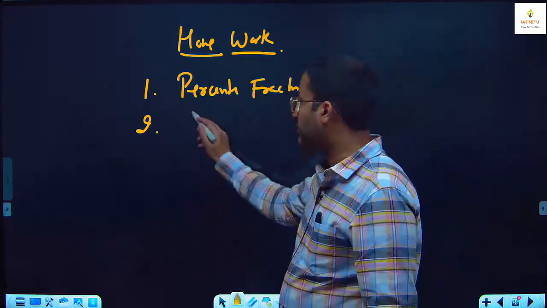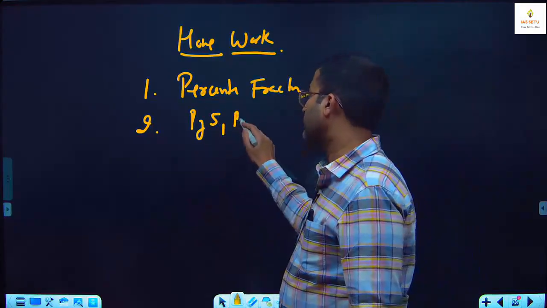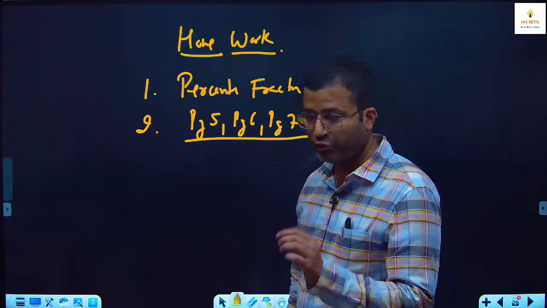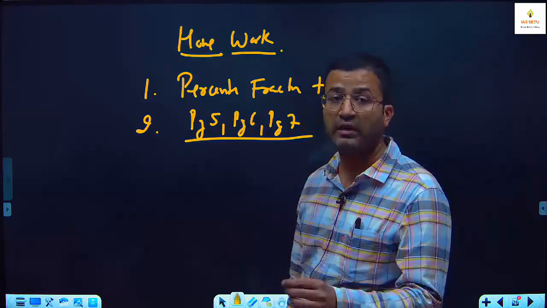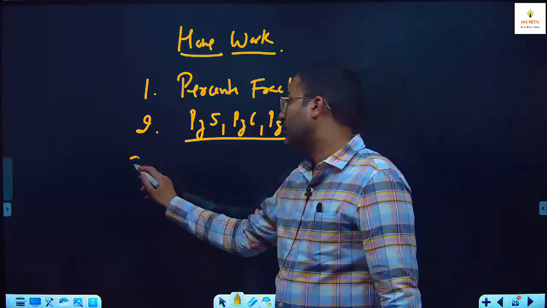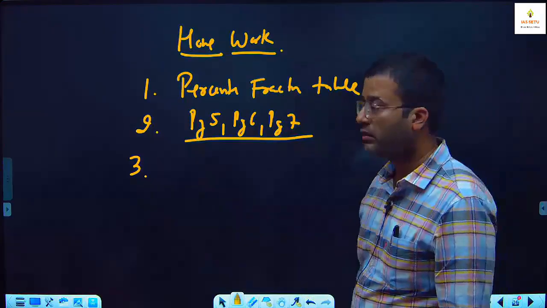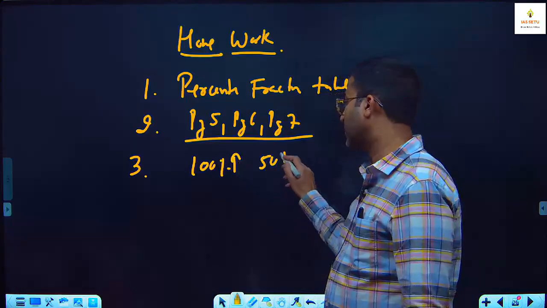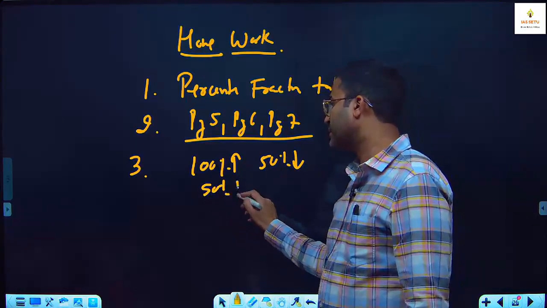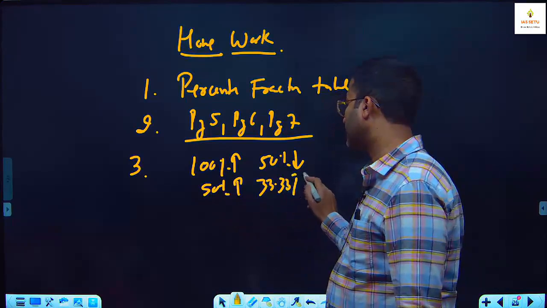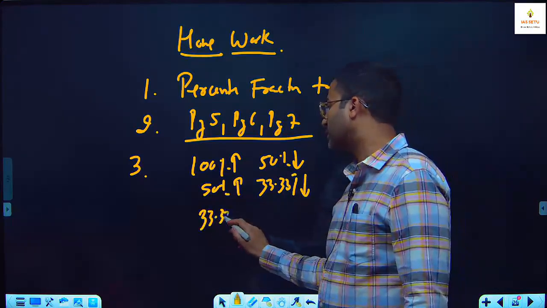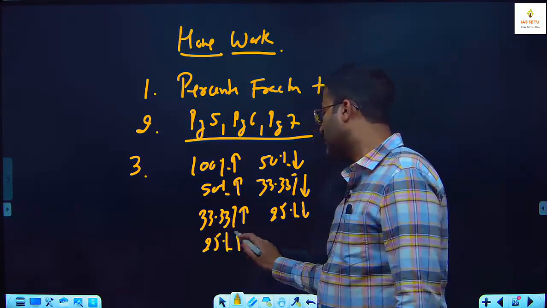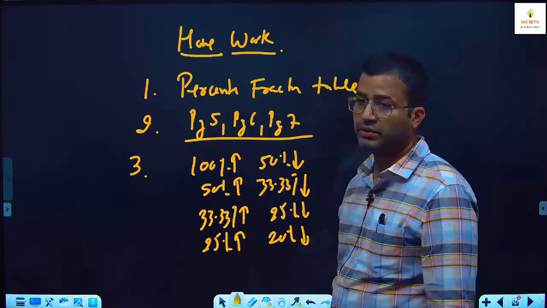Second thing is page number 5, 6, 7, there are calculations. You have to try those calculations. These calculations will help you to remember the table. Third thing, remember this: 100% increase compensated by 50% decrease, 50% increase compensated by 33.33% decrease, 33.33% increase compensated by 25% decrease, 25% increase compensated by 20% decrease.